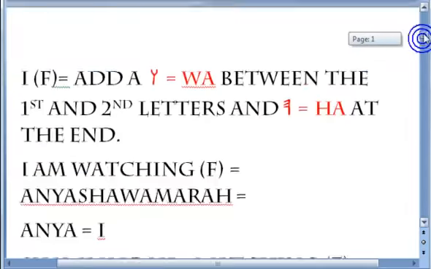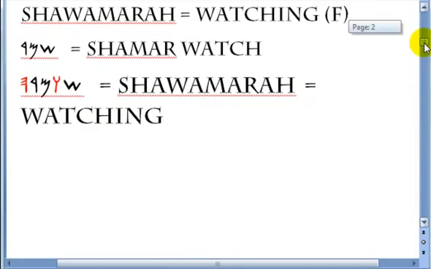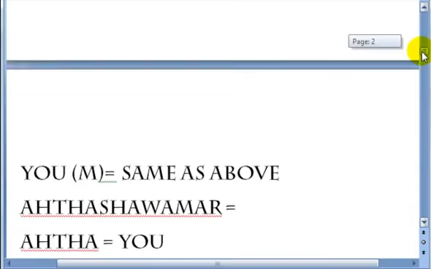When you come back up here, shawamar is masculine. That's masculine, it has the same formula, but it doesn't have the ha at the end. The feminine, shawamara, is the way you say it in the feminine tense. You add the wa between the first and the second letters and add a ha at the end to make it feminine. Shawamara. That's the second example.